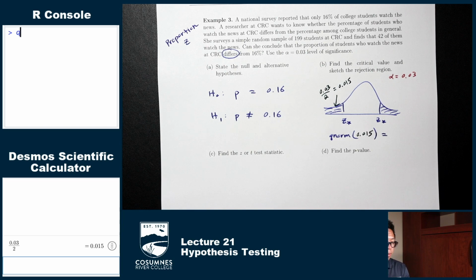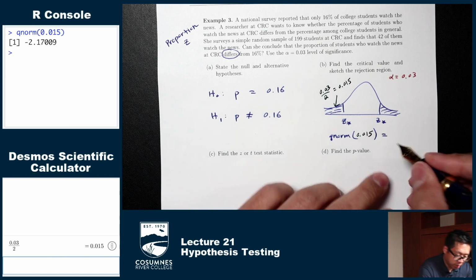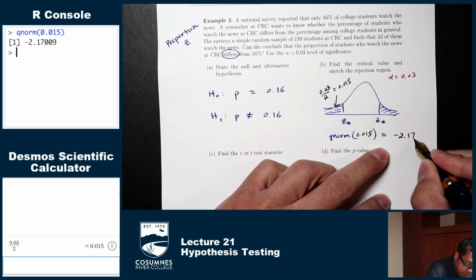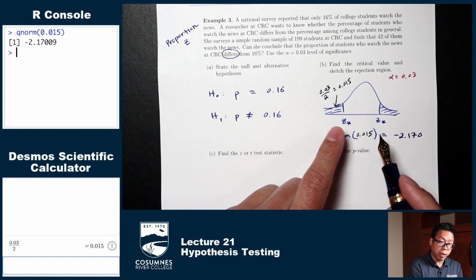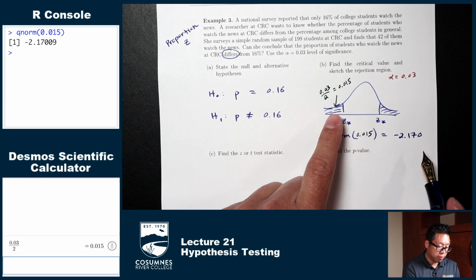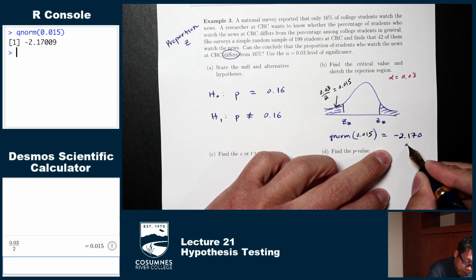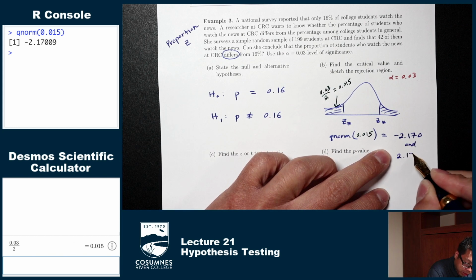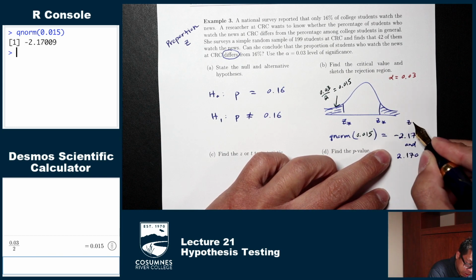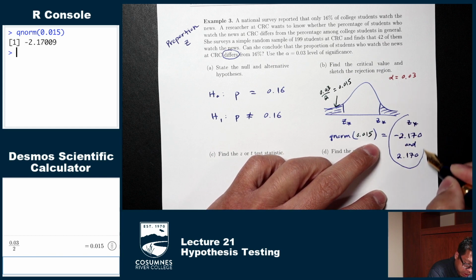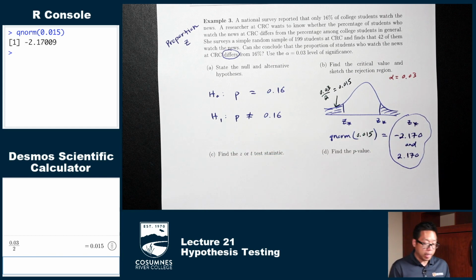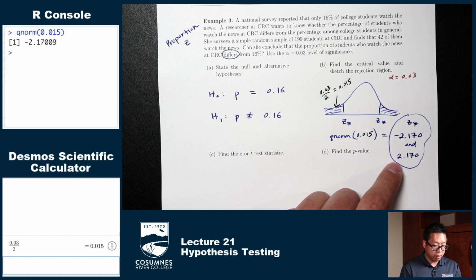So in R, Q norm 0.015 gives negative 2.170. From my picture, I expect two answers. So negative 2.170 is the left. The one on the right is going to be the positive version. So our answers are negative 2.170 and 2.170. These are z's, z stars. On your lab, you're going to enter it as negative 2.170, comma, 2.170.